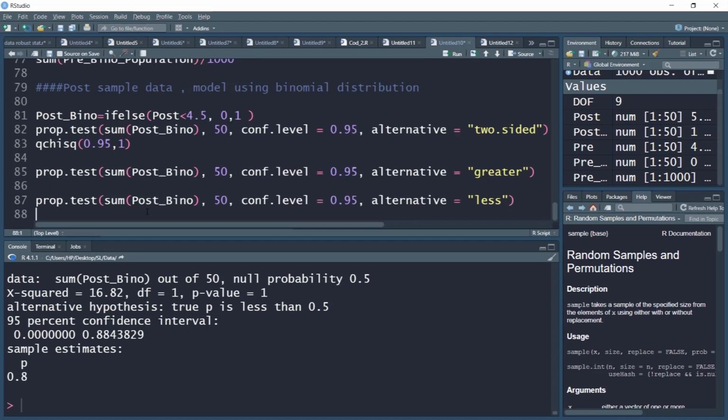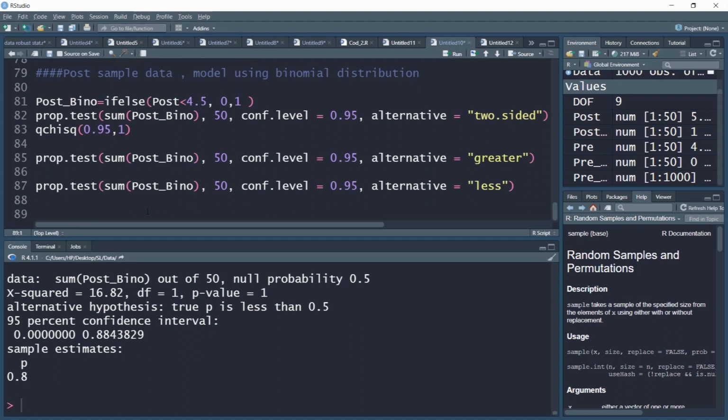This we can also establish by directly looking at the population. How do we do that? So first we'll construct the post bino variable for our population. So we assign a score of 0 to those observations that are less than 4.5 and otherwise 1.